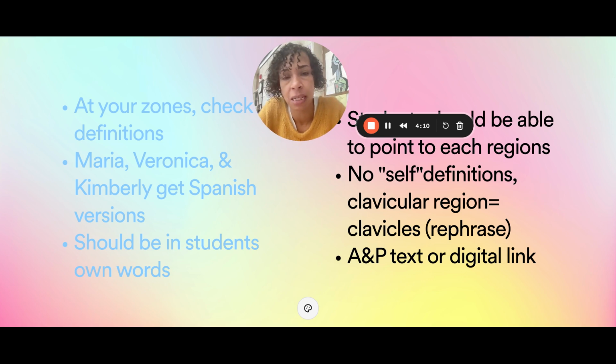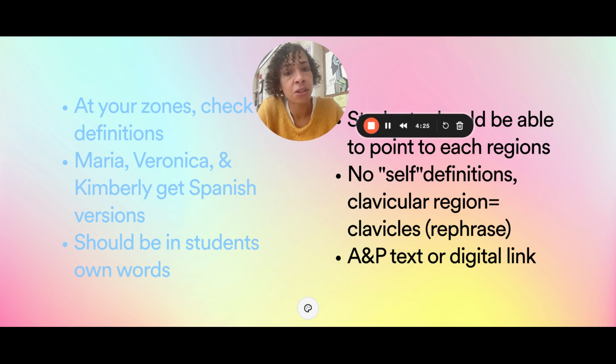And that'll save Cindy some work. At the end of the period, Cindy should be going through to double check or triple check that everybody has the right definitions, even for the terms that don't have labeled definitions.